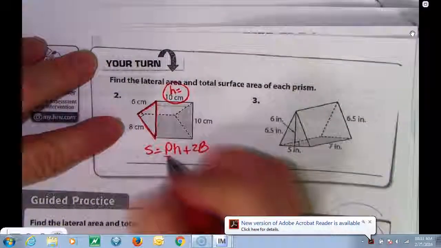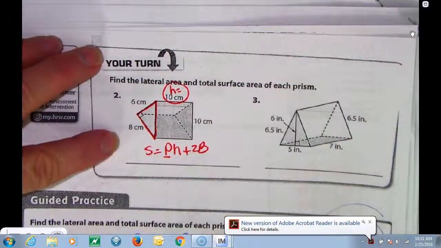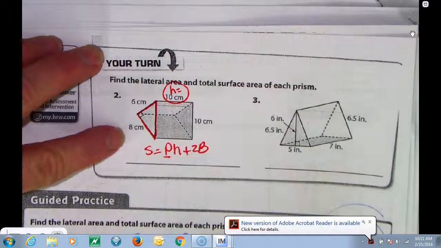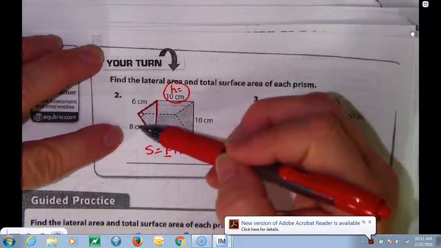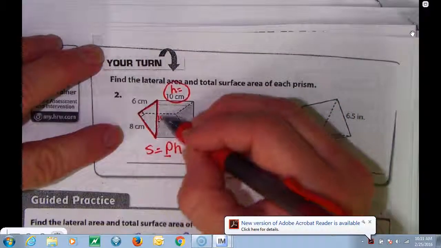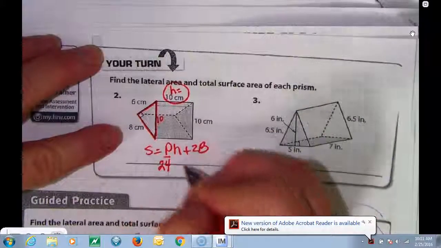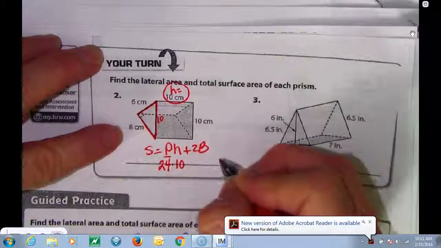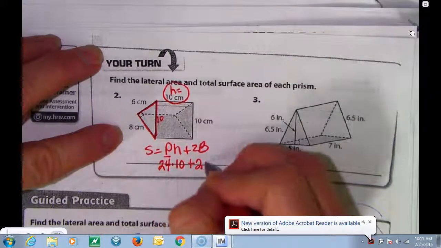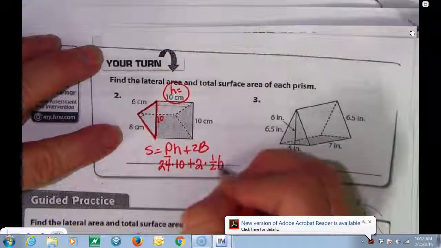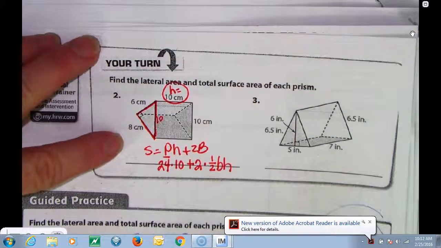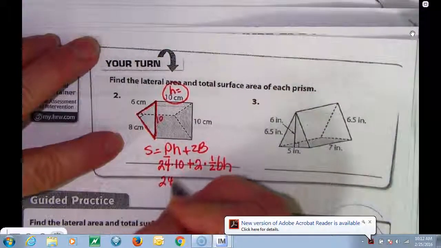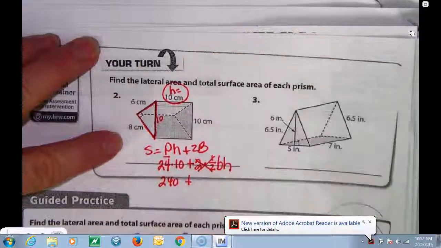Okay? Now we're going to underline the P. We're going to get the perimeter of that triangle that we just drew around. What's it going to be? 6 plus 8 plus 10 is 24, times 10, plus 2 times 1/2 base times height, because now we got to get the area of the triangle. I need you to write that formula down. What's 24 times 10? 240. What's half of 2?